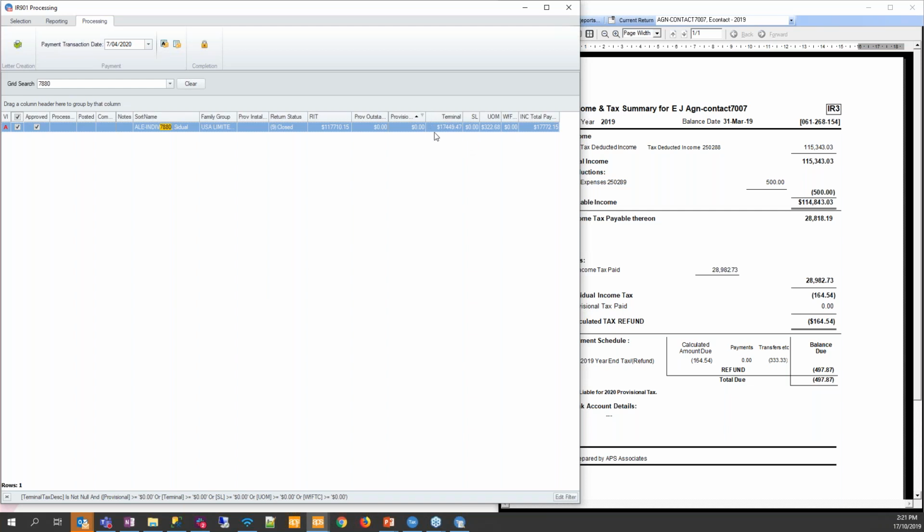At the moment, going back to what appears in the 901 grid, it's splitting the two columns out. Basically, you're getting this terminal value and this provisional value when it does have something, which we're going to have when there was a provisional outstanding value that was transferred over. But we can combine those in future so that we just get one row for terminal tax.